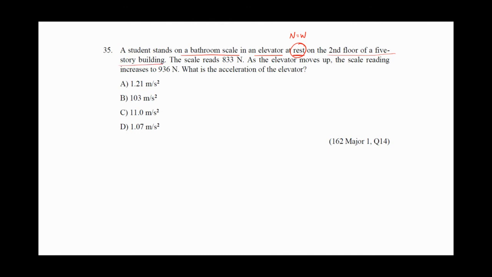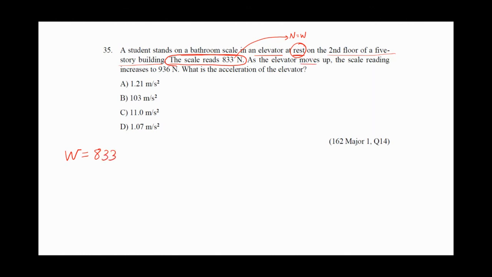On the second floor of a 5-story building, the scale reads 833. So this is the reading at rest, and this is the weight of the object. That means he tells you the weight, but indirectly: indirectly he tells you that the weight of the object is 833.